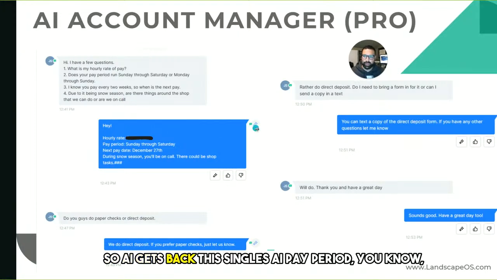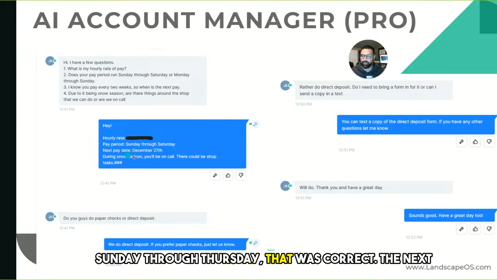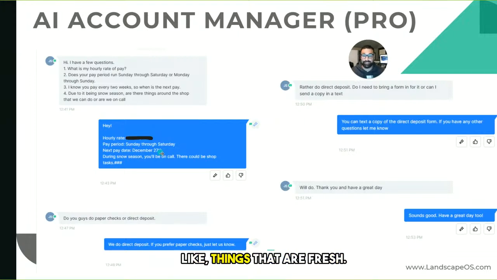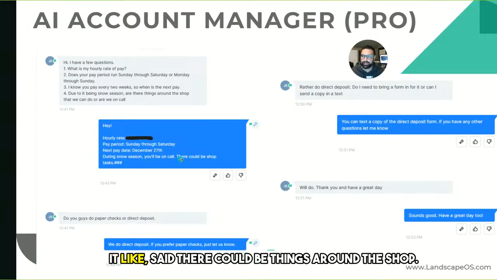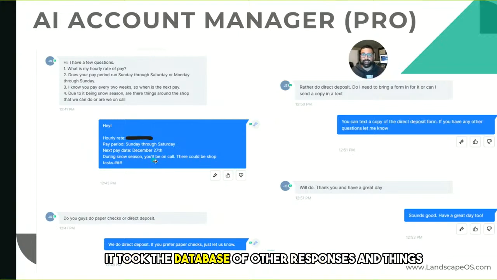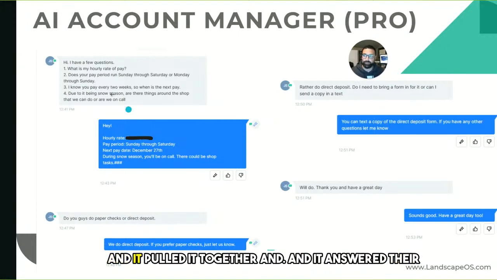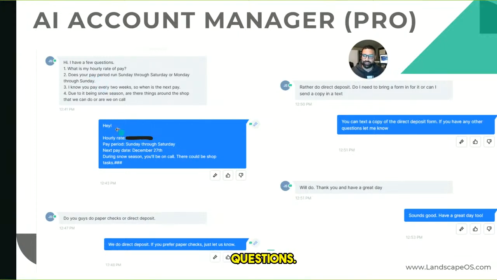So AI gets back. This single AI. Pay period, Sunday through Thursday. That was correct. The next pay date was December 27th. Again, I'm showing you things that are fresh. And then it said there could be things around the shop. It took the database of other responses and things, and it pulled it together, and it answered their questions.